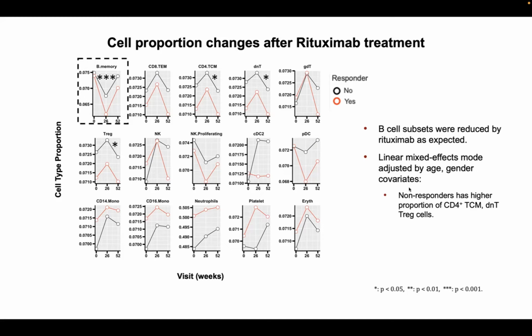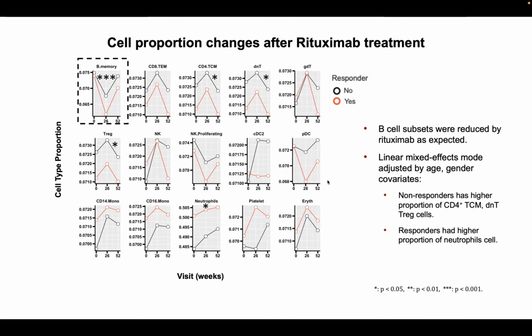We also found that non-responder patients have a high proportion of CD4 TCM cells and Treg cells, and responders have a high proportion of neutrophil cells. Non-responders having higher T cells is also consistent with what Peter Lindsay's group previously observed. And by deconvolution, we can go to high resolution to look at those cell proportion changes across time by a time series analysis.